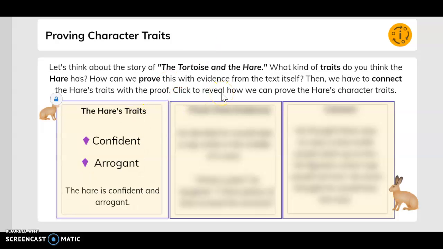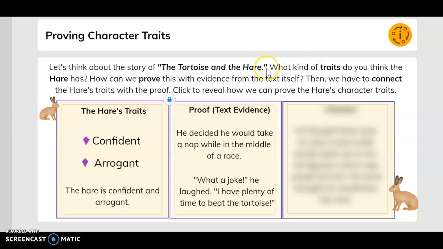The hare's traits are confident and arrogant. The hare is confident and arrogant. The proof from the text evidence is he decided he would take a nap while in the middle of a race.